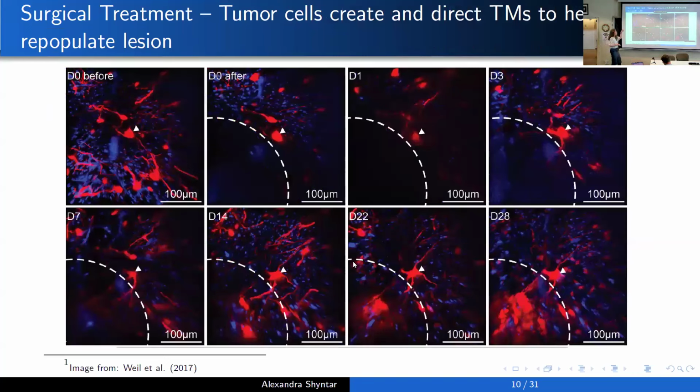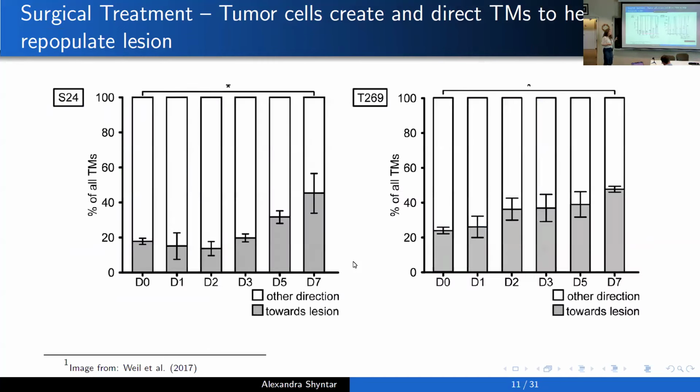Now they also take a look at what the cells are doing. They track this red cell here. After removing the lesion, they actually see that it forms tumor microtubes, and it puts them inside the lesion, and it can grow them outside. And then after tracking what the tumor microtubes are doing, they notice that the tumor microtubes tend to point more towards the lesion as days progress.